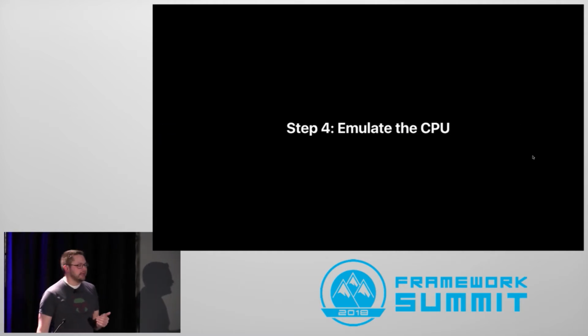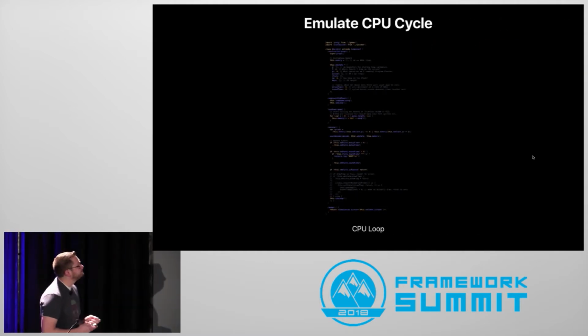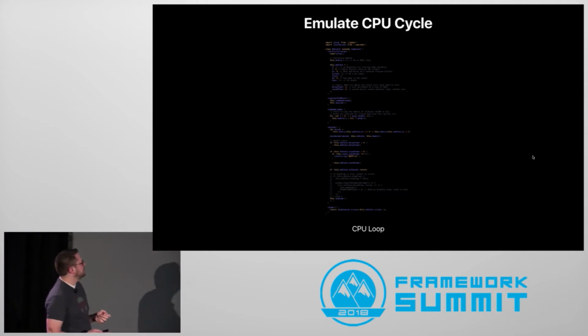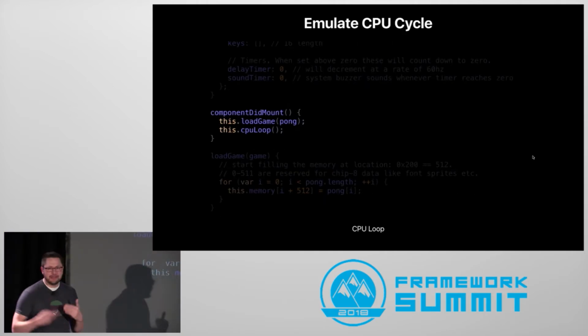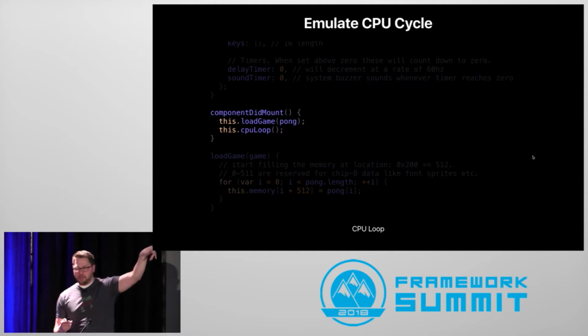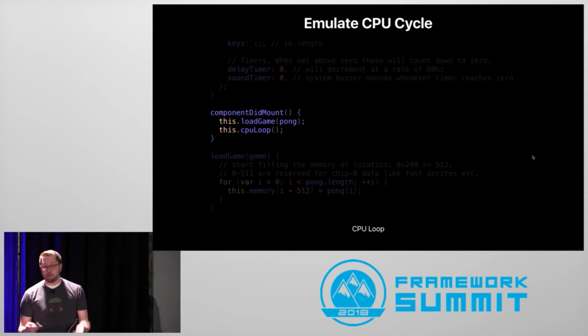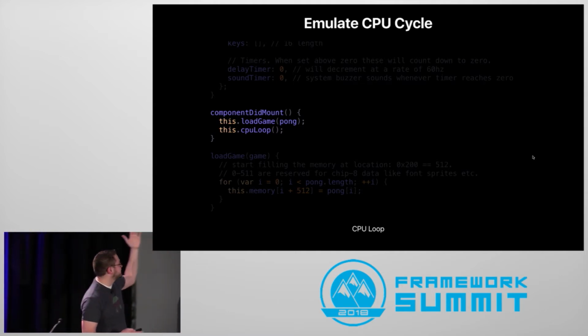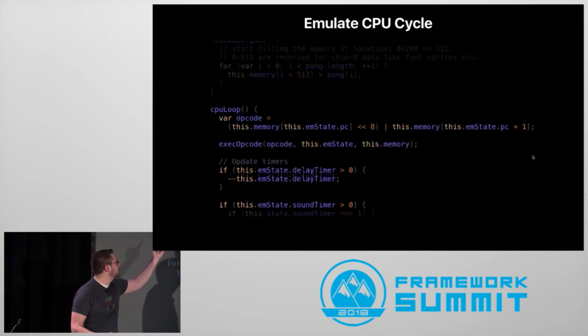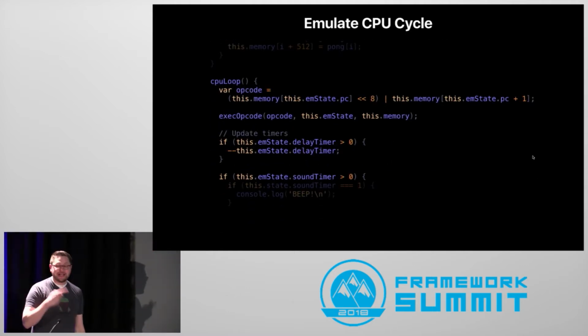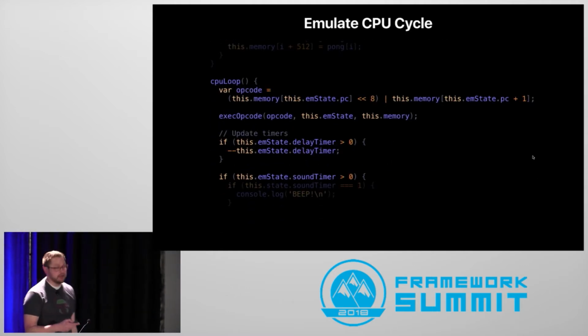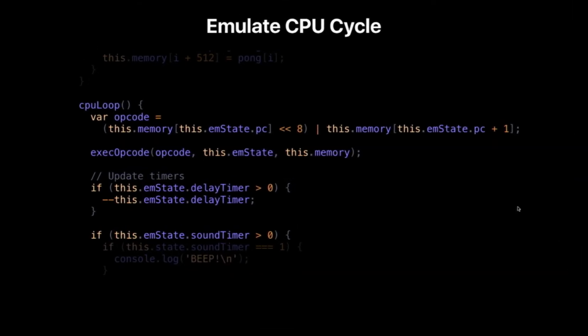Okay, so step 4, emulating the CPU. A bunch of code here. If you've ever written a game, who's written a game before? Okay, there's usually a game loop, right? So similarly here, we have a CPU loop where it's running, and each cycle, you're processing another instruction. So the most important part is this. We're basically doing some bit shifting.